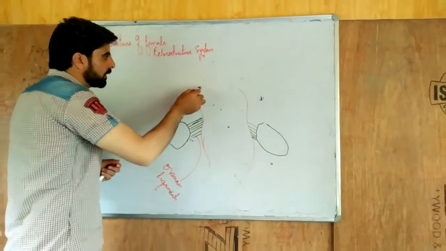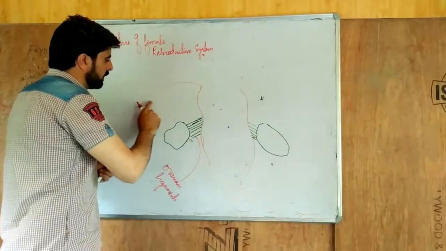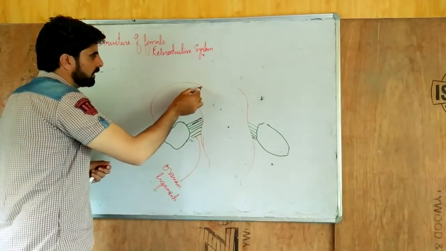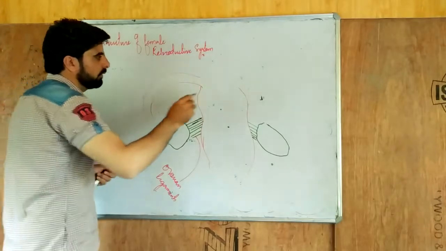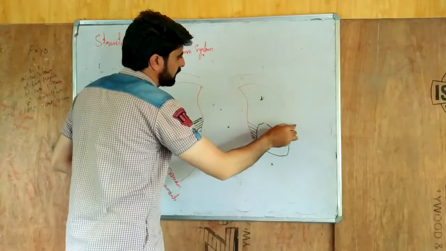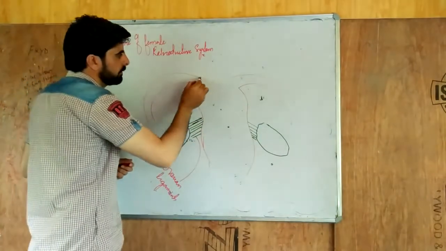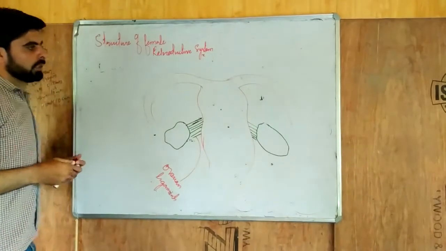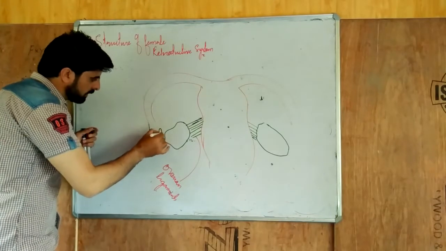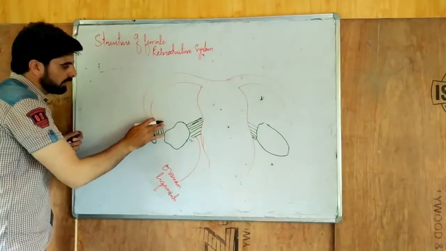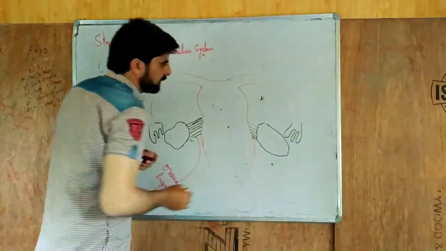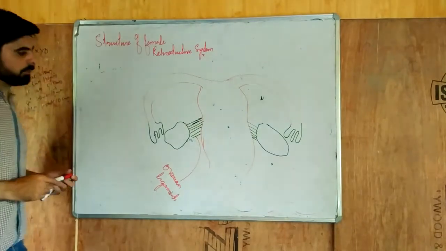After that, we have the fallopian tubes. These are the fallopian tubes: this is one, and this is another one. At their ends, these fallopian tubes have finger-like projections. So these are the finger-like projections. This is the structure of the female reproductive system.